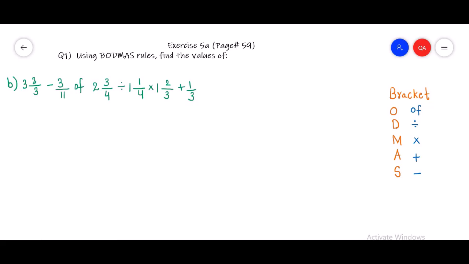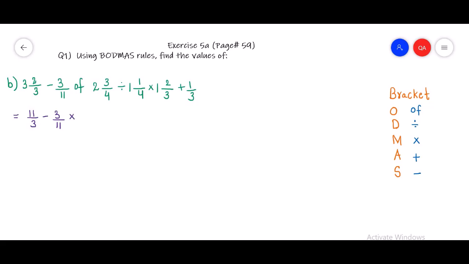Before going to start our solution, first we will convert mixed fractions into improper fractions. For this we will multiply the side numbers and then add in numerator, and there will be no change in denominator. Like 3 threes are 9 and 9 plus 2 is 11. So here we will write 11 by 3 minus 3 by 11, and of will be converted into multiplication.